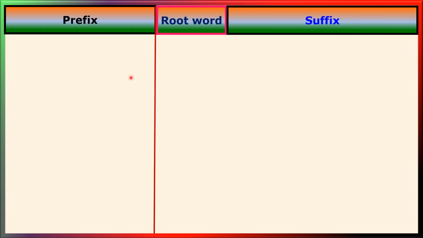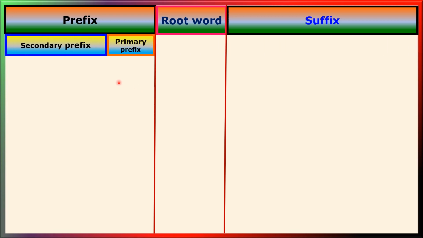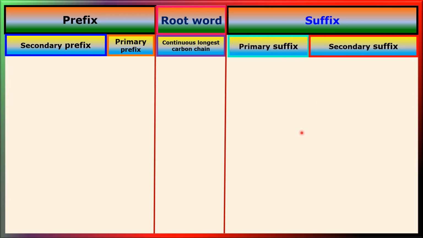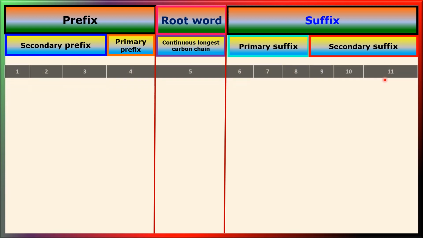Prefix again has two parts, primary prefix and secondary prefix. Root word represents the continuous longest chain of carbon atoms. Suffix also has two parts, primary suffix and secondary suffix. On the whole, there are 11 parts in the IUPAC naming structure.